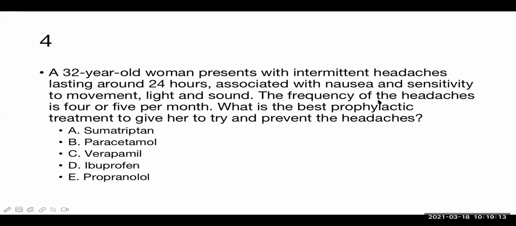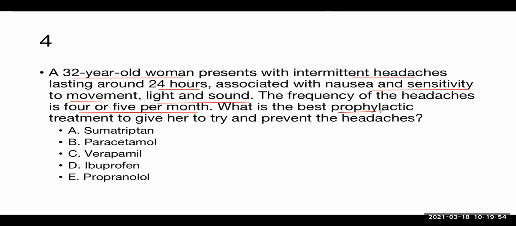Now let's go to number 4. Now I have included some very easy and straightforward type of question now. So not much discussion is necessary. A 32-year-old woman presents with intermittent headache lasting around 24 hours, associated with nausea and sensitivity to movement, light, and the sound. The frequency of this headache is 4 or 5 per month. Now, you already know the diagnosis here. What is the best prophylactic treatment to give her to try and prevent the headache?